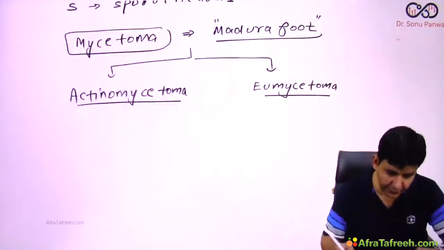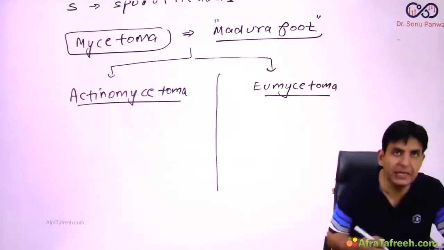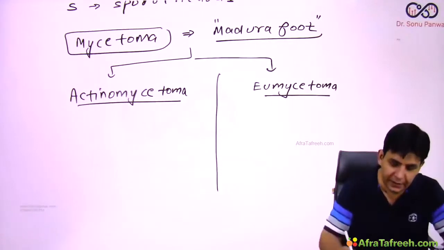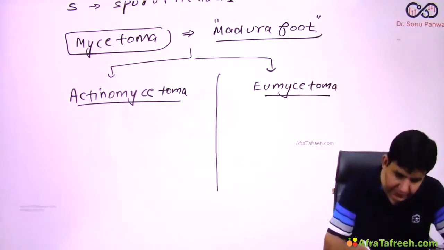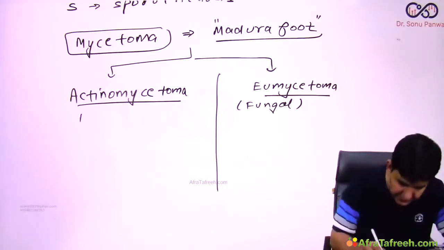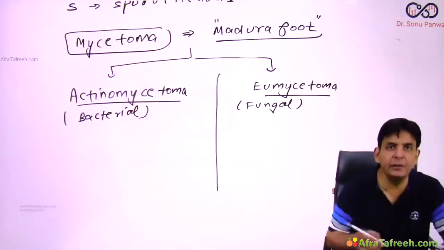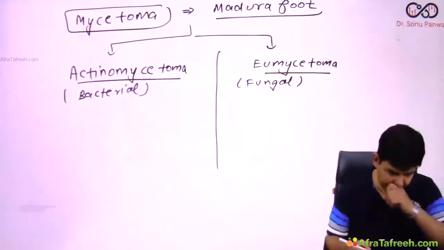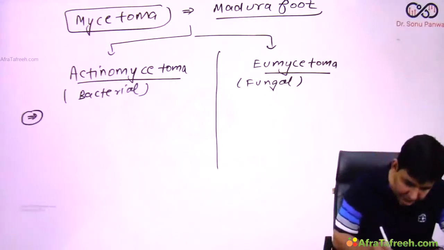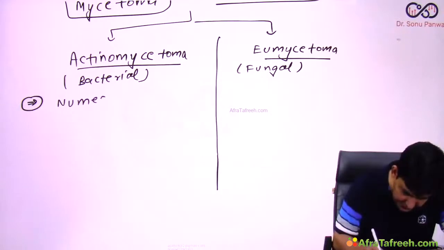Fine. Actinomycetoma, you already know, is the bacterial one. Eumycetoma is the fungal one. Okay, this one is fungal and this one is bacterial: actinomycetoma and eumycetoma. For actinomycetoma, remember certain features, that there are numerous sinuses and swelling.